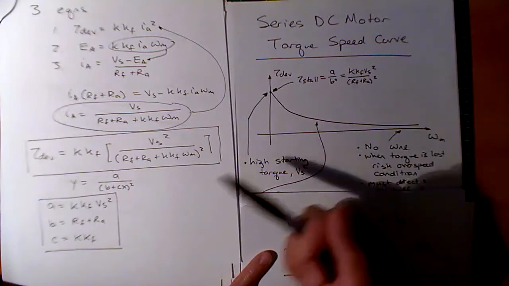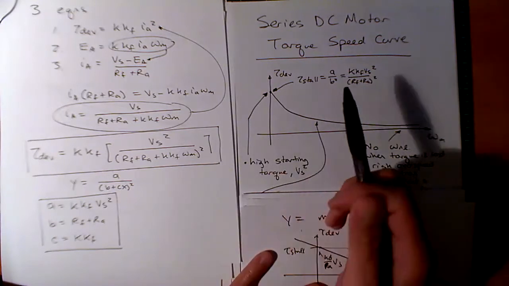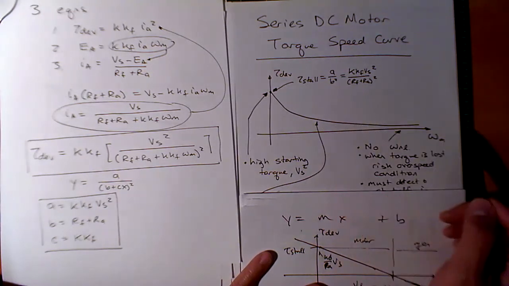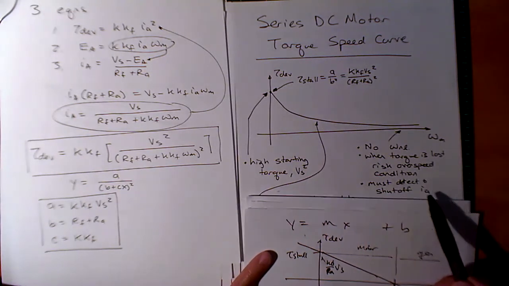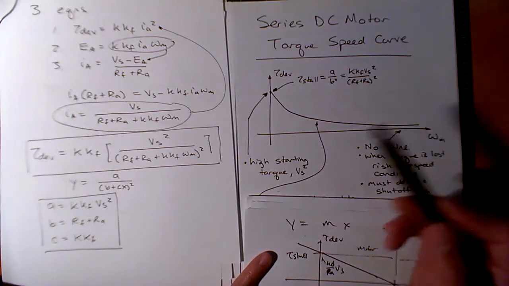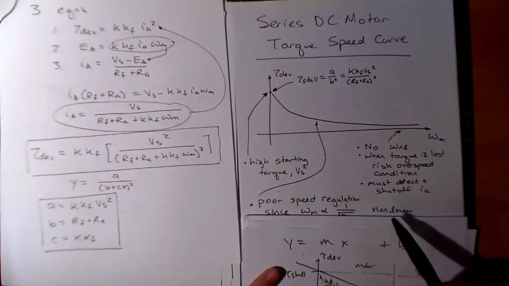Let's say you're driving some load and then all of a sudden the load went away. Now it's going to start speeding up uncontrollably, and it'll break. The bearings will fail, everything will overheat. So you must have a way to detect the RPM to be able to shut off the speed.